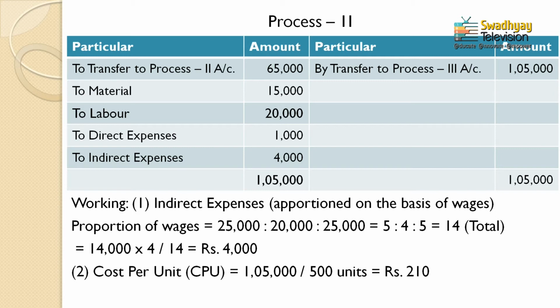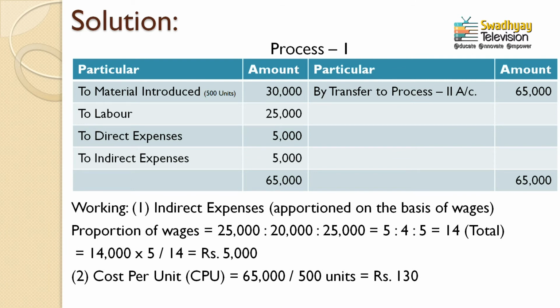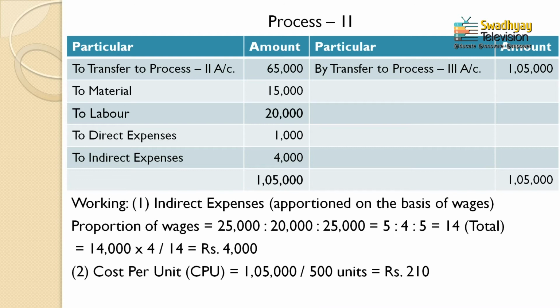So here the amount which is considered as a raw material of process 2 was actually a finished part or finished goods of process 1. This finished goods of process 1 now becomes a raw material of process 2, and always comes first on the debit side of the respective process account. So 65,000 rupees is the beginning item of the particular process. Now 65,000 rupees is actually a raw material of process 2, right?